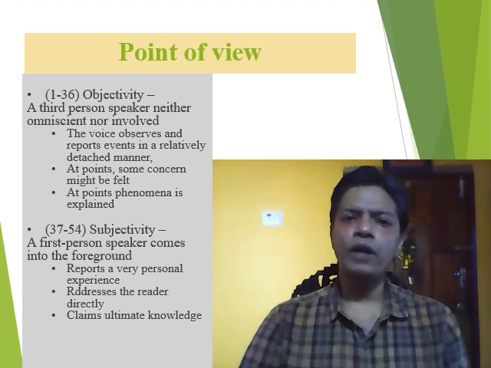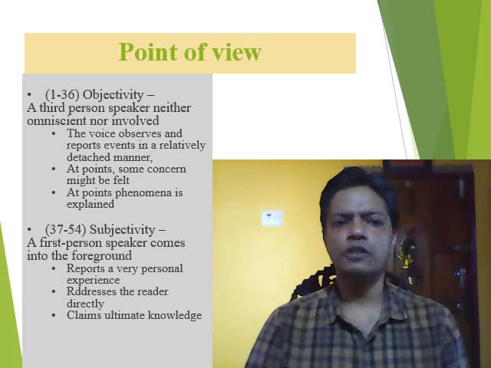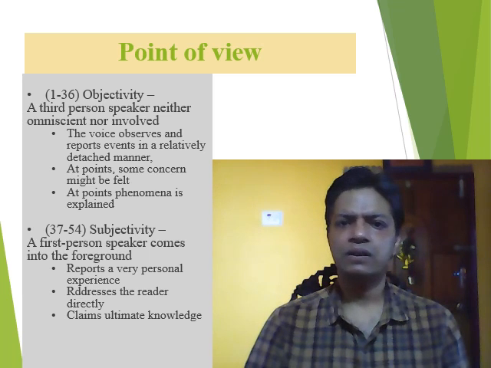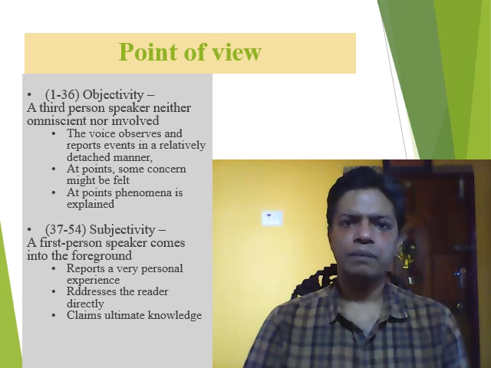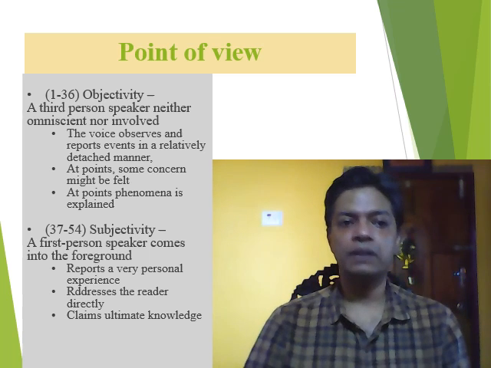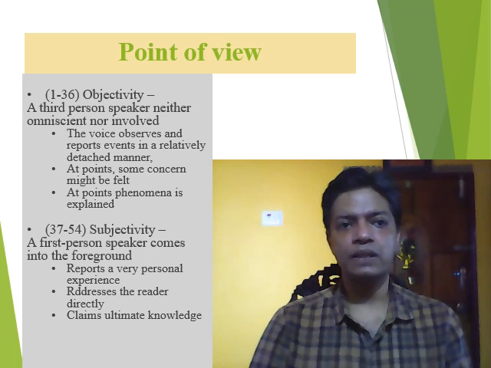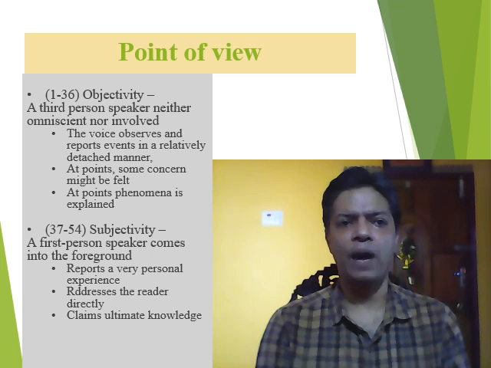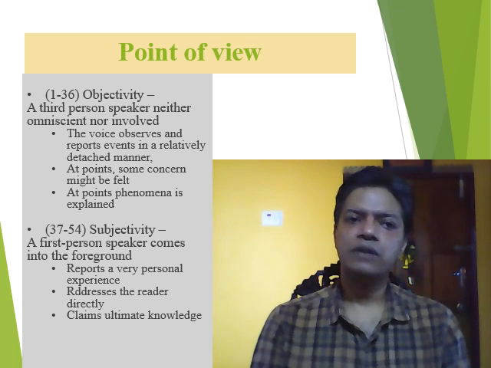Seen from the narratorial point of view, Kubla Khan can also be seen as a highly structured poem rather than a fragmentary, visionary poem. Lines 1 to 36 present an objective point of view. This objectivity is maintained by a third-person narrator, a speaker neither omniscient nor involved, but representing the world as if a part of a historical travelogue.